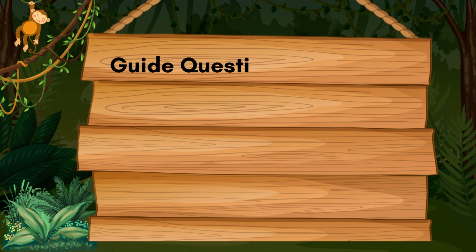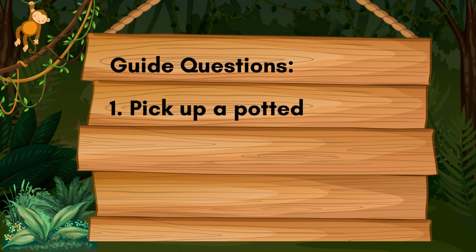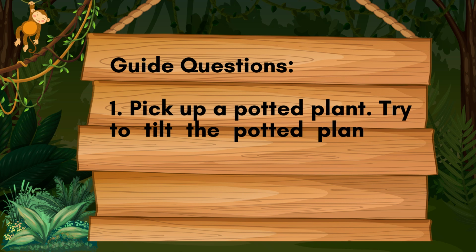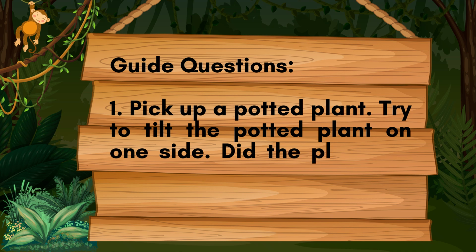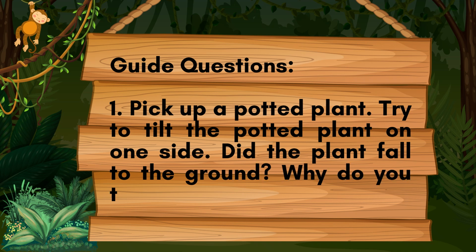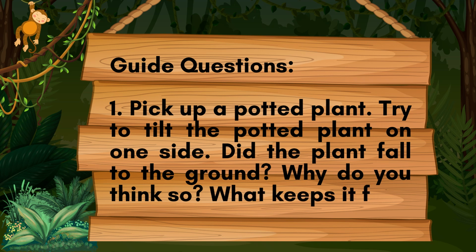Guide questions. Number 1. Pick up a potted plant. Try to tilt the potted plant on one side. Did the plant fall to the ground? Why do you think so? What keeps it from falling from the pot?